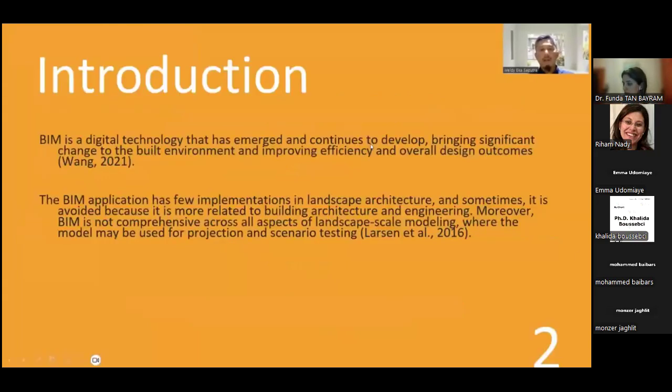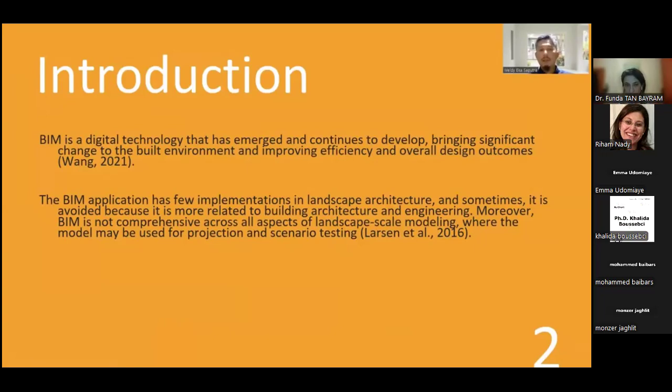As we know, according to Wang in 2021, building information modeling is a digital technology that has emerged and continues to develop. This software is bringing significant change to the built environment because it can improve the efficiency and overall design outcomes. However, in landscape architecture the software is rarely implemented, and sometimes it is avoided because it is more related to building architecture and engineering solutions.